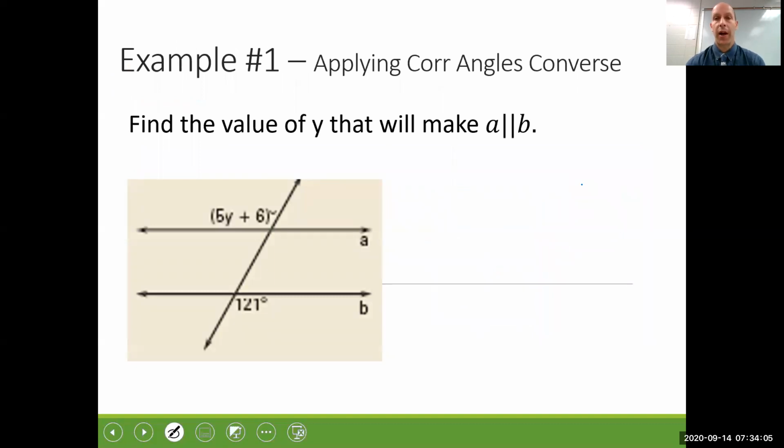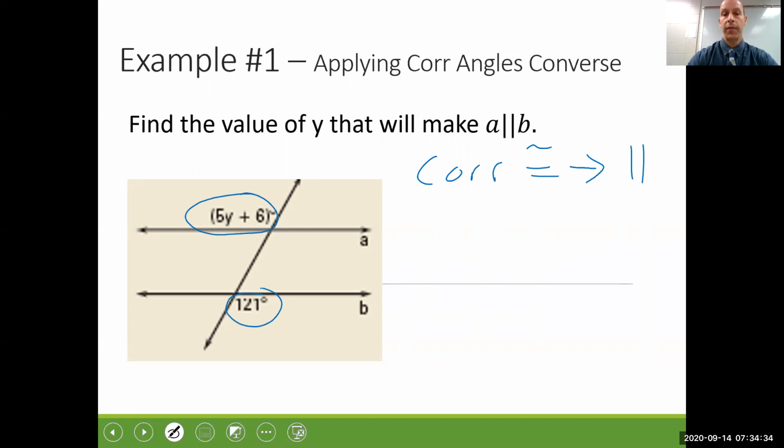So let's see an example of applying the corresponding angles converse theorem. It says find the value of y that makes A parallel to B. So the corresponding angles converse says that if the corresponding angles formed are congruent, then the lines are parallel. In order for the corresponding angles to be congruent, they have to have the same measure. In other words, 5y plus 6 has to equal 121, right?